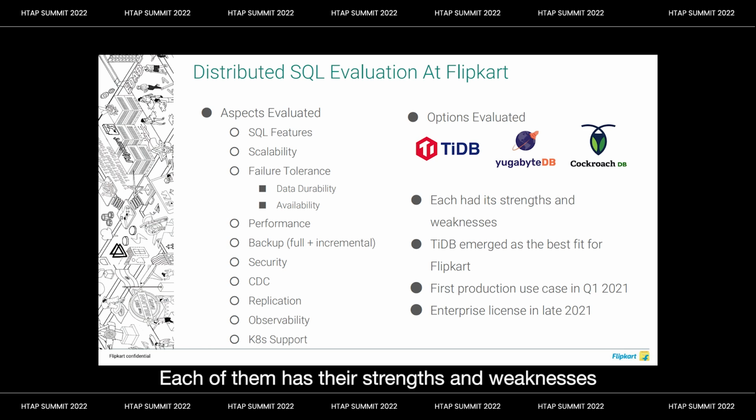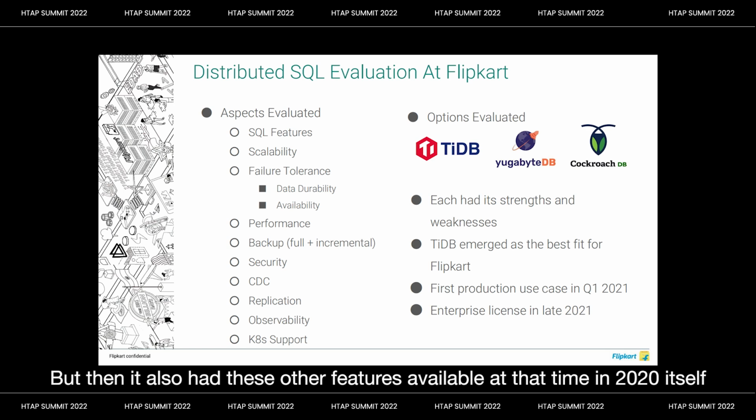Each of them had their strengths and weaknesses, but overall for us, TiDB emerged as the best fit and the winner of this evaluation. And there were quite a few things that worked really well for TiDB. The scalability, the failure tolerance, those promises really did hold up. But then it also had these other features available at that time in 2020 itself.